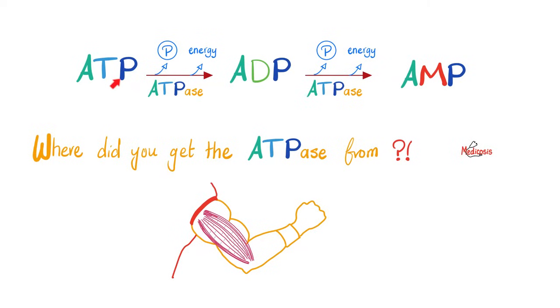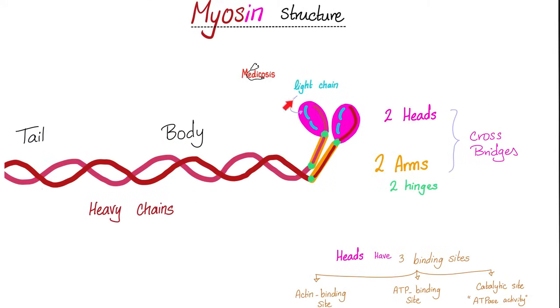How do we break down the ATP into ADP and release the energy? ATPase, an enzyme that breaks down ATP. How do I break down ADP and release energy? Also ATPase. How did my muscle get ATPase? It was here, in the head of the myosin, which is a contractile protein. Please refer to my biology playlist.